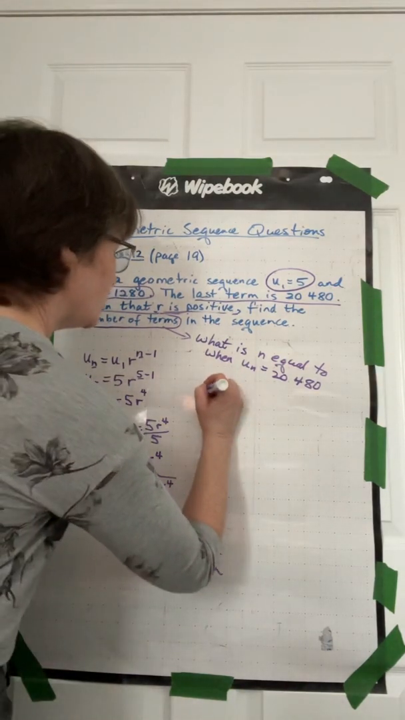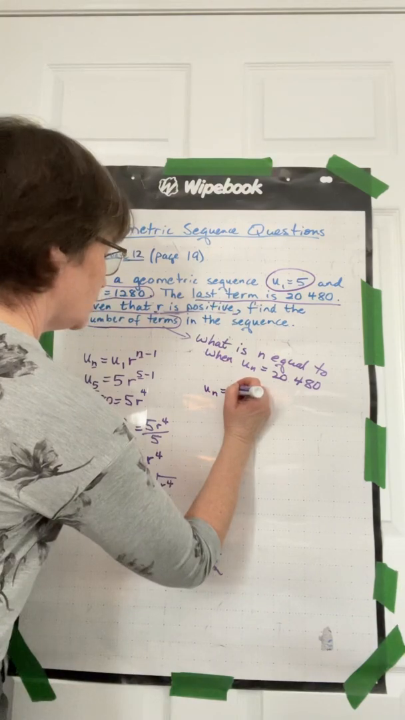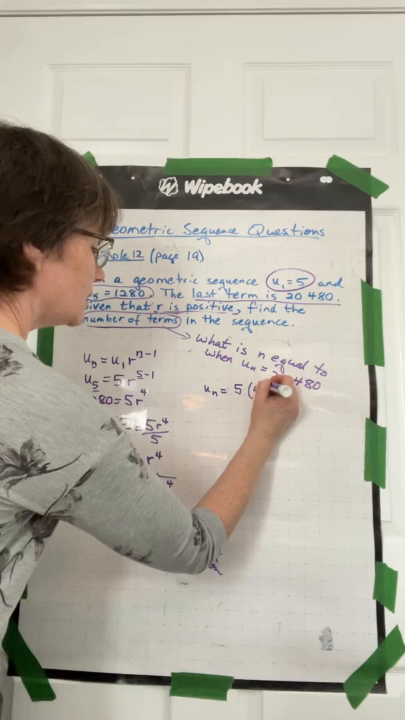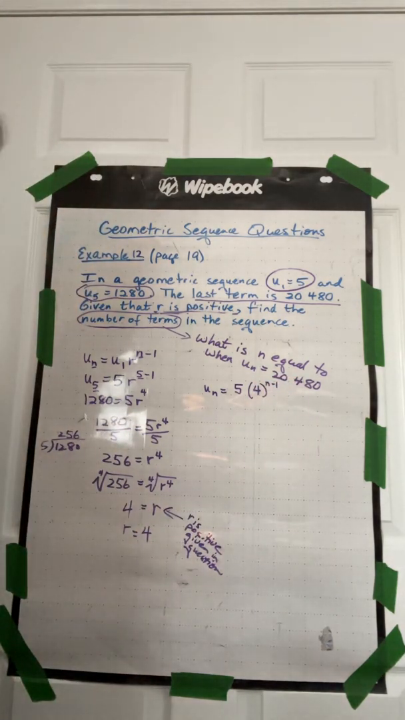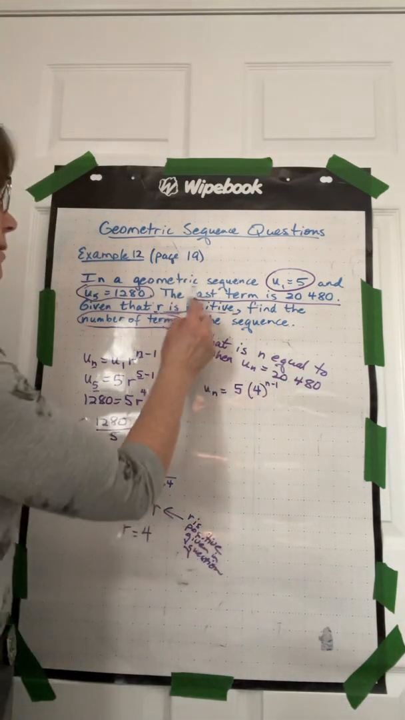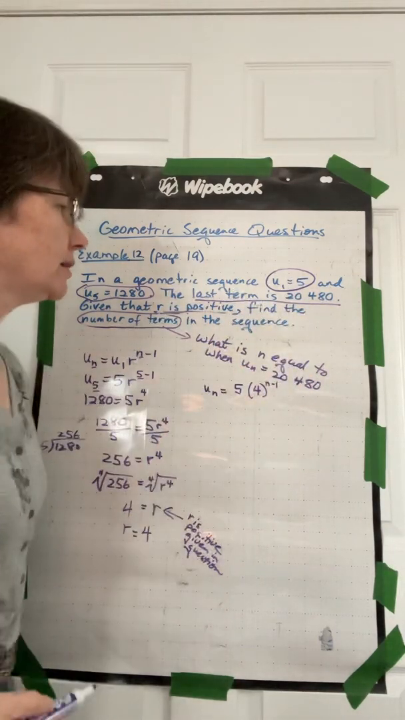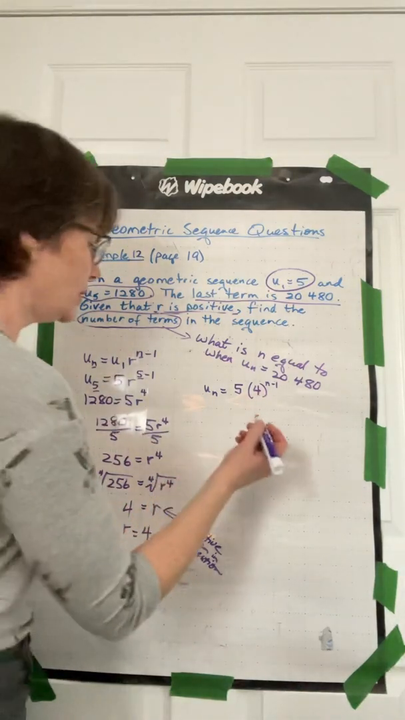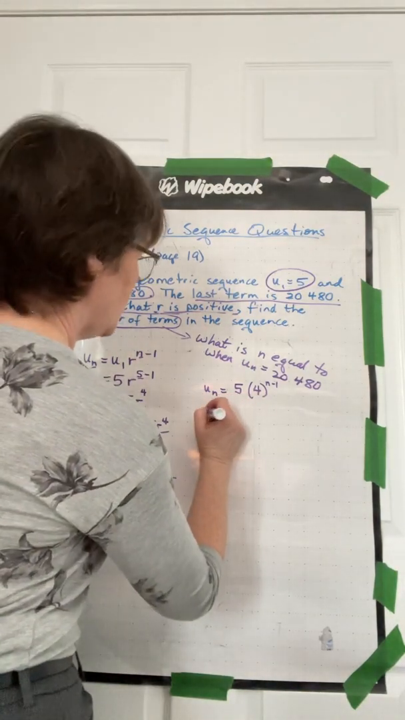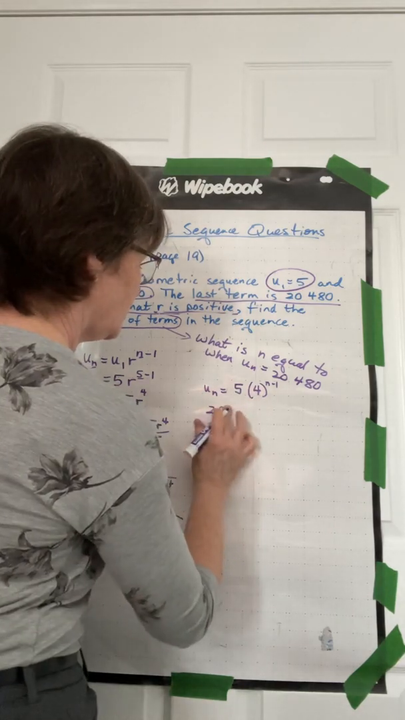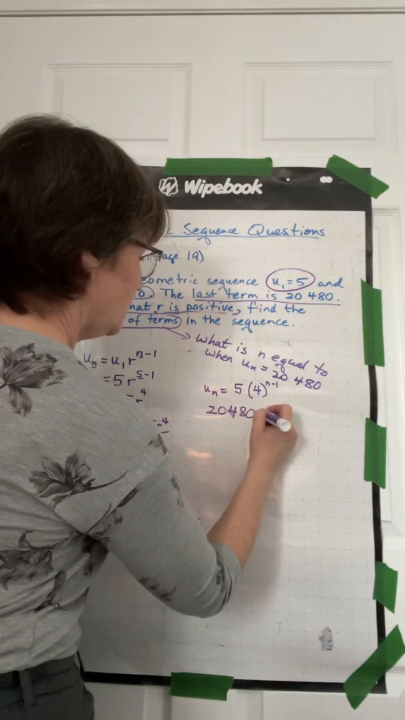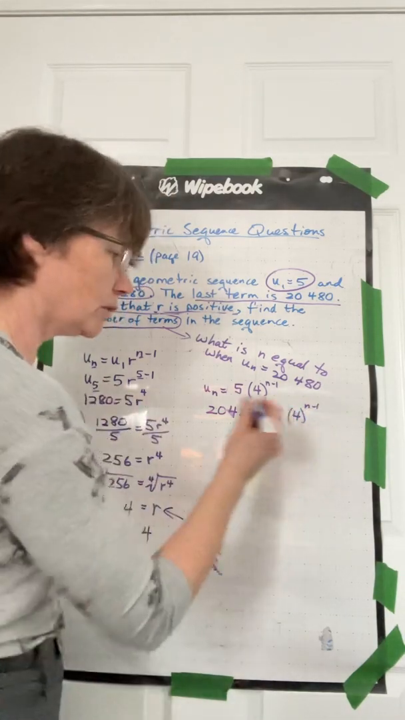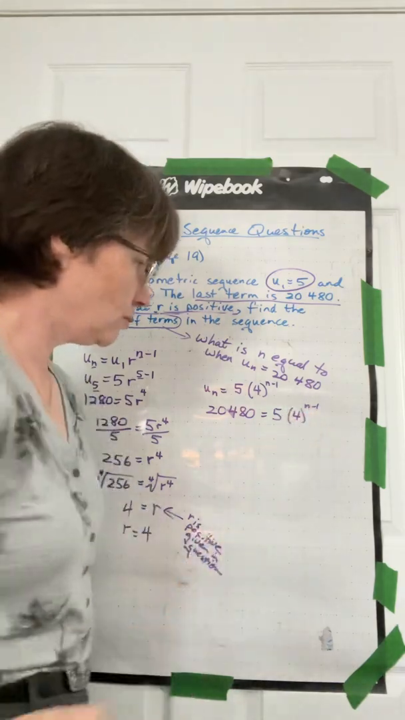So now we know the general term un is equal to u1, which was 5, times r, which was 4, to the power of n minus 1. All right, what do we need to do now? We know the last term is 20,480. The last term, we need to figure out what n is at that point. So let's substitute this in here. 20,480 equals 5 times 4 to the power of n minus 1. And we're going to solve for n. We can do that. There's only one unknown here.